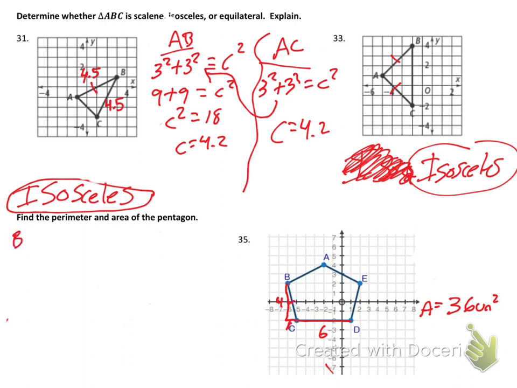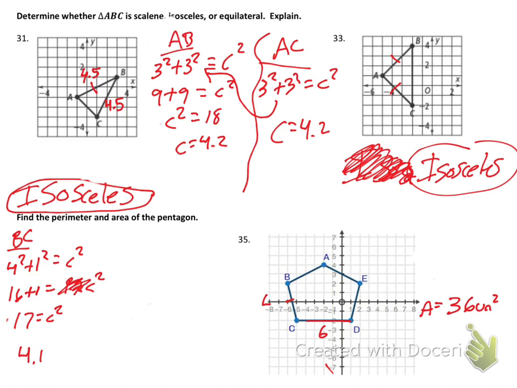So B to C, or segment BC, is going to be 4 squared plus 1 squared is equal to that side, C squared. So that's 16 plus 1, which is equal to 17. Not equal to 17, sorry. 17 is equal to C squared, so I take the square root of 17, and I get 4.1.